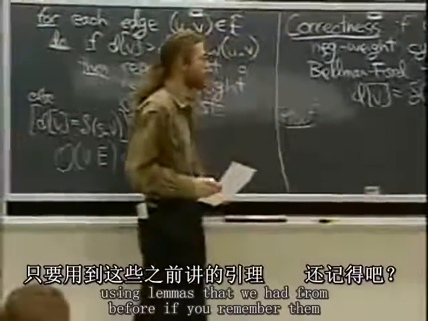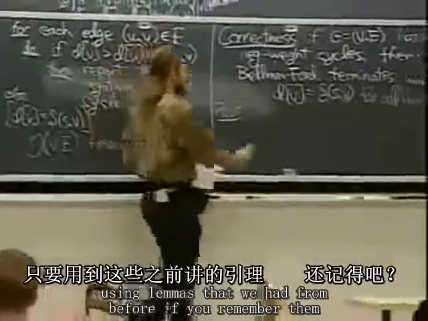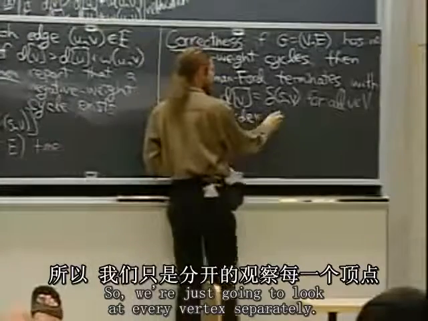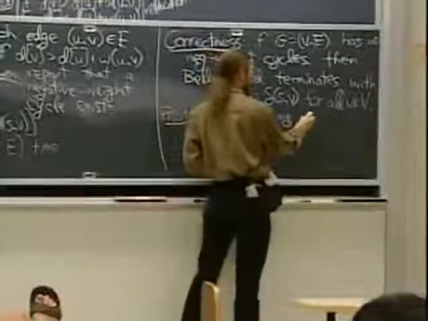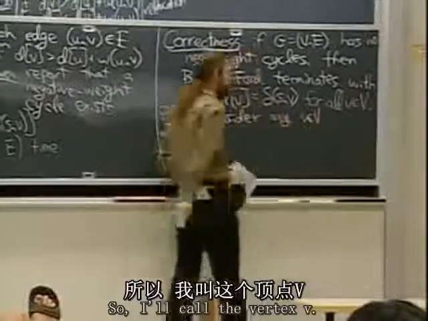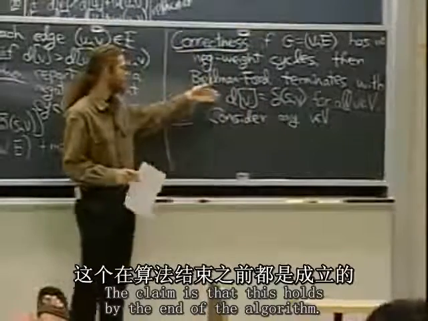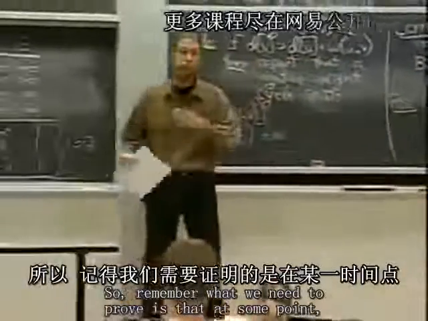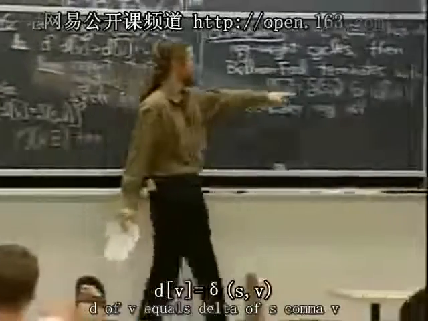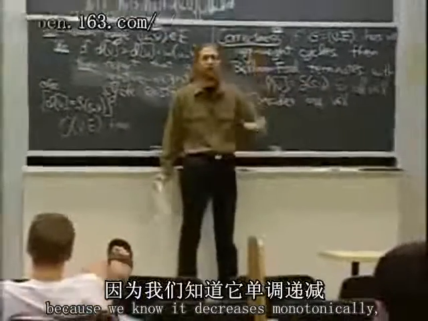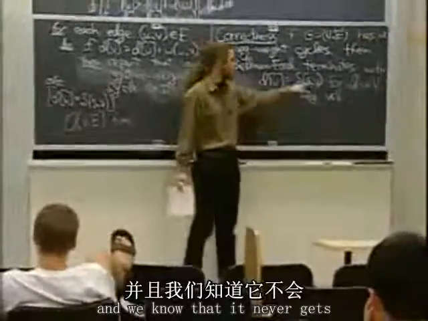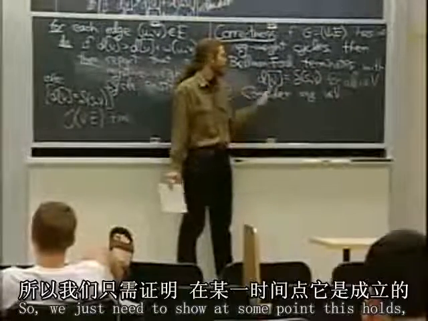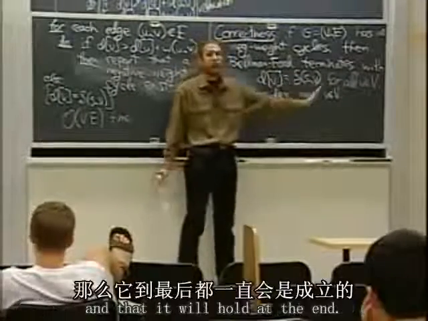The proof is going to be pretty immediate, using the lemmas that we had from before, if you remember them. So we're just going to look at every vertex separately. Call the vertex v. The claim is that this holds by the end of the algorithm. Remember, what we need to prove is that at some point d of v equals delta of s comma v, because we know it decreases monotonically, and we know that it never gets any smaller than the correct value, because relaxations are always safe. So we just need to show at some point this holds, and then it will hold at the end.